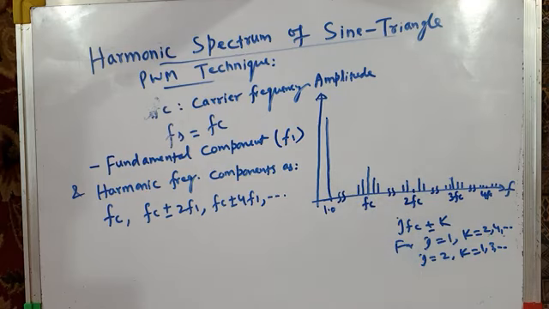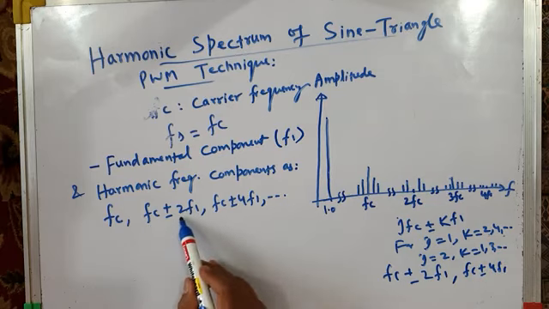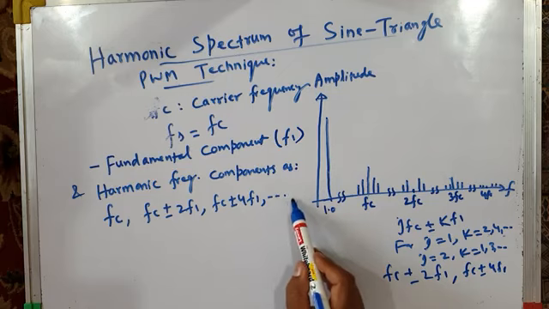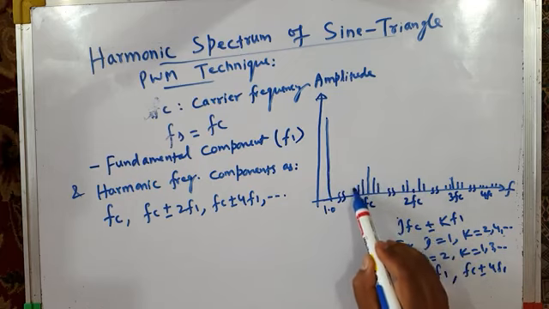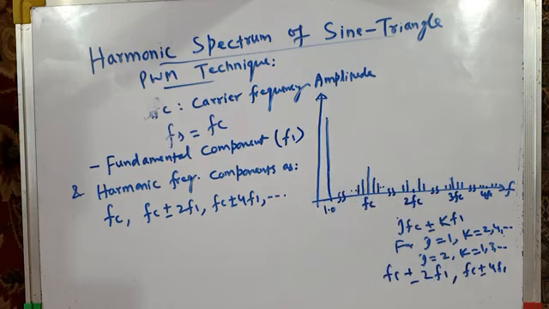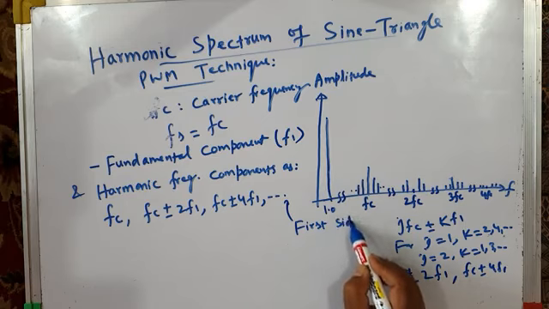Now, as far as its sidebands are concerned, for J equal to 1, it is Fc plus minus K F1. What will be K? K will be 2, so Fc plus minus 2 F1. Then the next sideband, K will be 4, Fc plus minus 4 F1. So that's what I have written here: Fc plus minus 2 F1, Fc plus minus 4 F1, Fc plus minus 6 F1, and so on. This is Fc plus 2 F1, Fc minus 2 F1, Fc plus 4 F1, Fc minus 4 F1, and so on. These are called first sidebands.